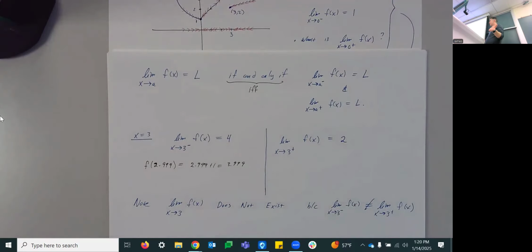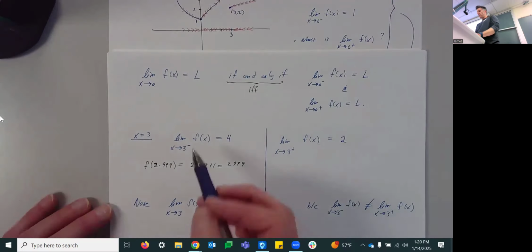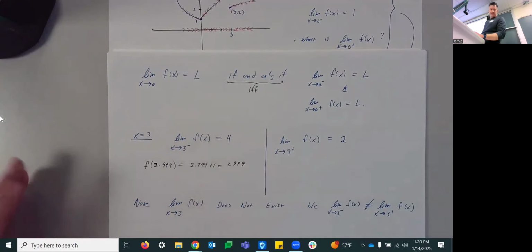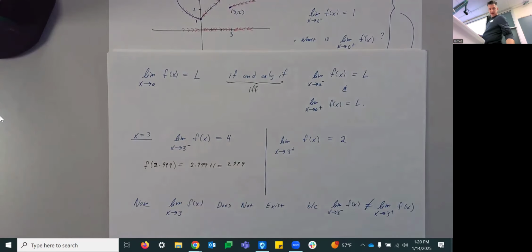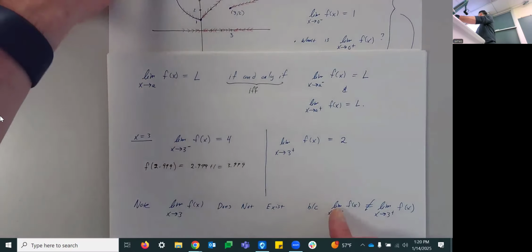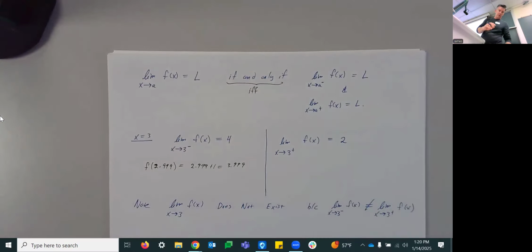So, some things to know about limits. I wasn't really showing my work here. Well, actually, no, we'll do another example. So let's look at another one where we're not going to graph it. Another piecewise function.